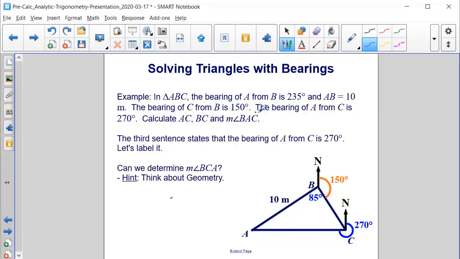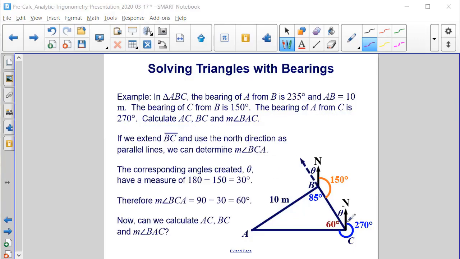The third sentence of our problem states that the bearing of A from C is 270 degrees. Let's actually draw it in and label it. So from the north direction, we have a bearing of 270 degrees, which is labeled. And now the question is, can I figure out these two smaller angle measurements that are given here? For example, this one inside the triangle and this other one outside of the triangle. Take a moment to think about it. The hint is think about geometry. And when you're done thinking about it, you can unpause the video to reveal the answer.